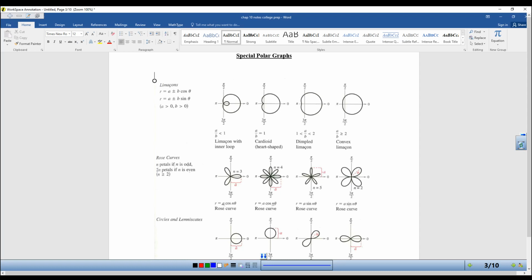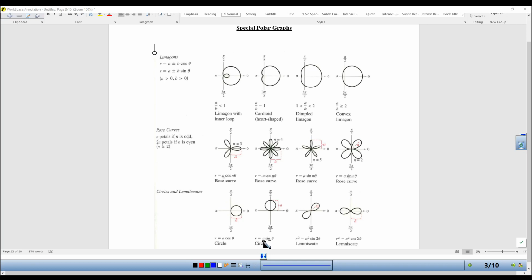You definitely want to copy this chart onto your appendix. We have limacons, and we have rose curves and circles. We just did a circle, right? And something called lemniscates. And fortunately, you can know in advance which of these functions it's going to be just by looking at its equation. So notice that we had a circle, and a circle is just going to be a sine theta, or if it goes on the polar axis, a cosine theta. That's the one we started with.